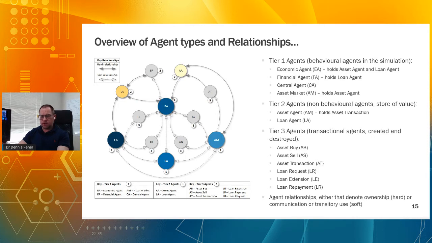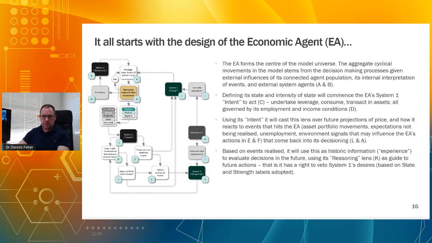So my key ones are my economic agent, my financial agent, the central agent. These are the primary drivers of the system. I have tier 2, which are non-behavioral style agents as a store of value, and tier 3 are transactional agents, which I find fascinating, especially with exploring some of the models in the AnyLogic library, where we can use agents as disposable attributes, consumed and destroyed over time. So here I've got the view of the economic agent, and this is the flowchart sequencing and design format. It is the center of the universe.